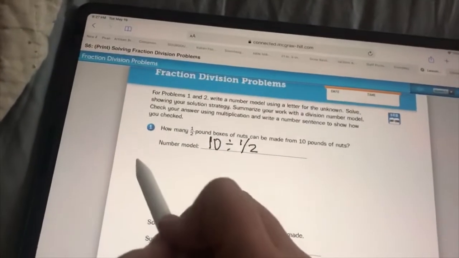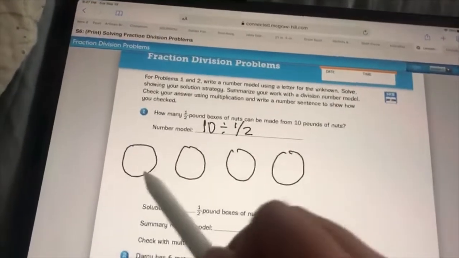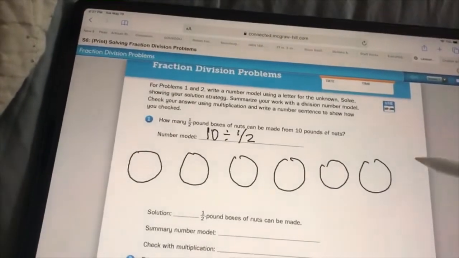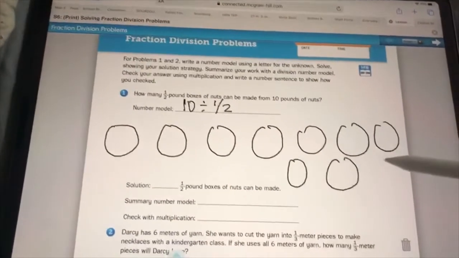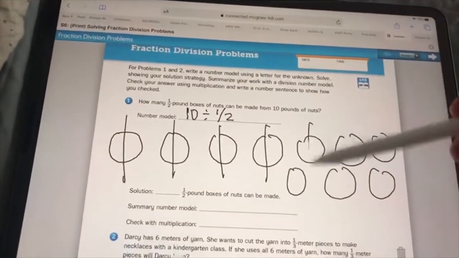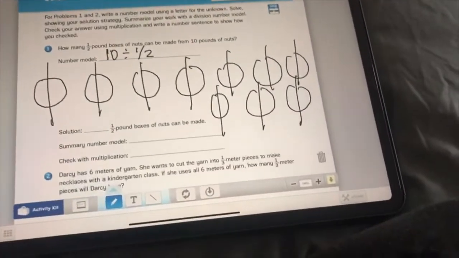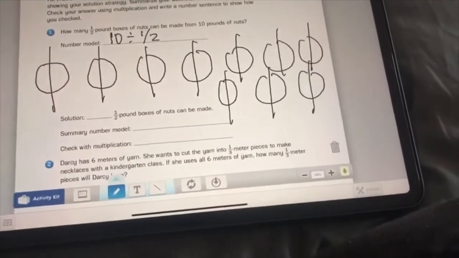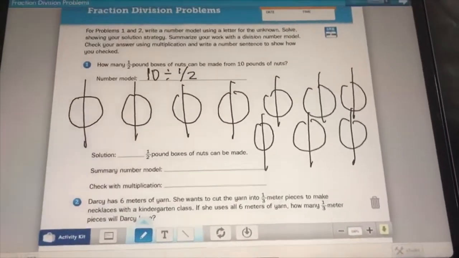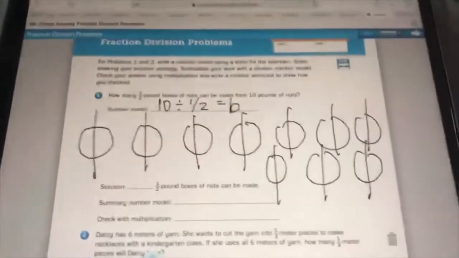So, if each of these represents 1 pound of nuts, 1, 2, 3, 4, 5, 6, 7, 8, 9, 10, and you split each of these in half. So really what it's asking you is how many boxes, which yes, aren't pieces, but they're a chunk of something. They're not a fraction of something. So how many boxes are they going to have?